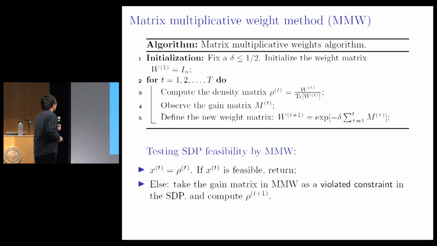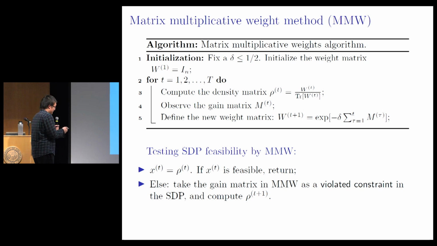But maybe, on the other hand, we are not that lucky. If the x_t here is not feasible, that is to say, for the current SDP problem there exists at least one violated constraint. That is, for this constraint, the trace inequality is not correct, and we call such a constraint a violated constraint. We just take the corresponding gain matrix in the MMW framework to be this violated constraint. And we update accordingly: we feed in the current violated constraint as this M_t here, and for the new weight matrix, we take the summation of all the previous violated constraint matrices, and we take their exponential.